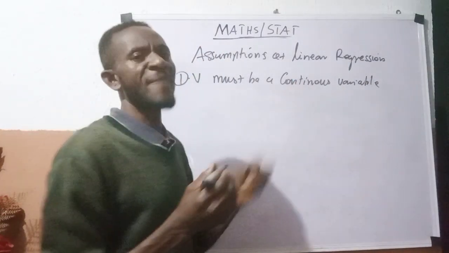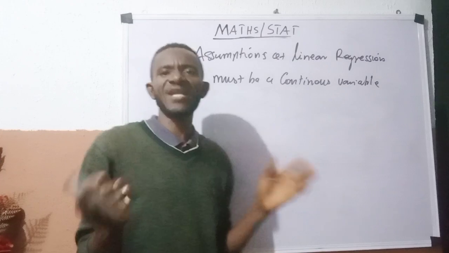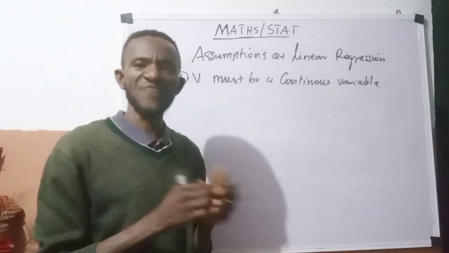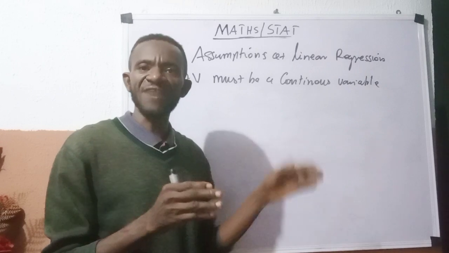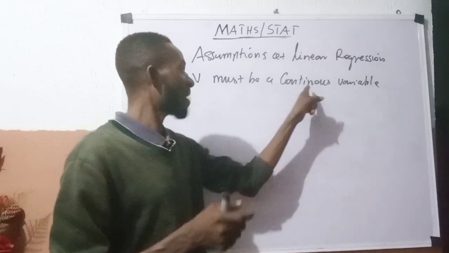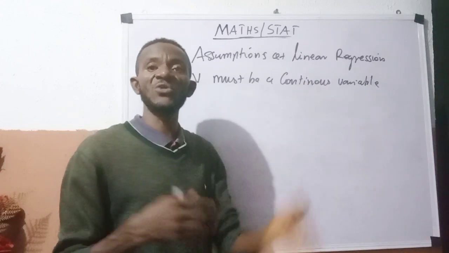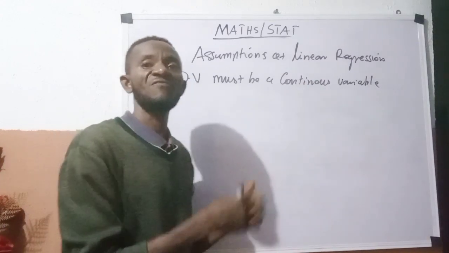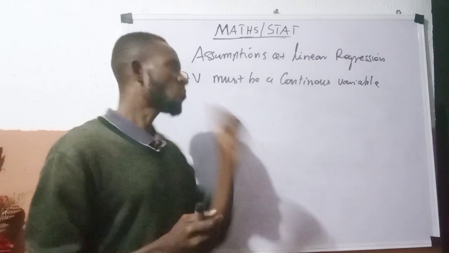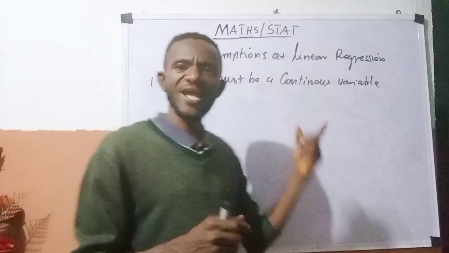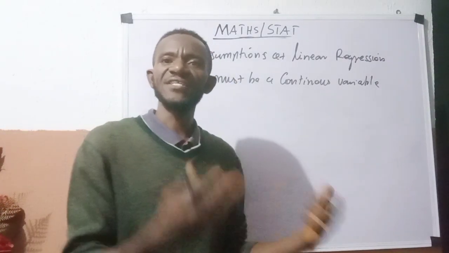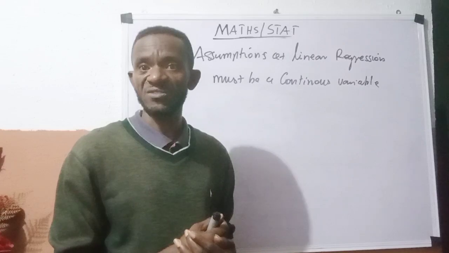And of course, when we talk about a continuous variable, we are talking about either what we call interval or ratio variables. When we talk about continuous, it could be an interval, it could be based on ratio. The question becomes, when do we say that a continuous variable is an interval variable, or when do we say it is a ratio variable?